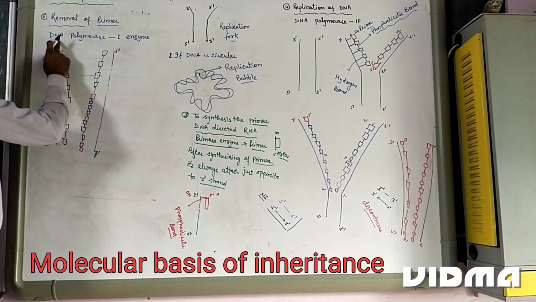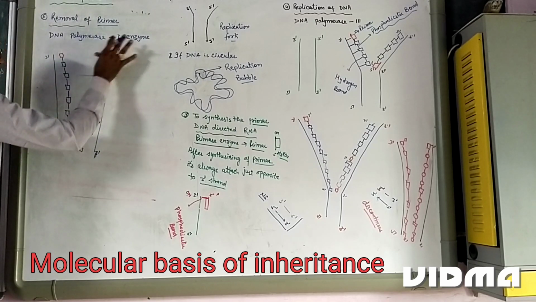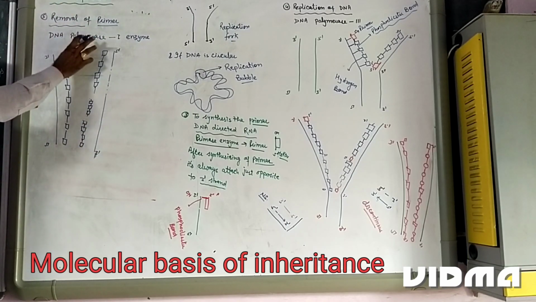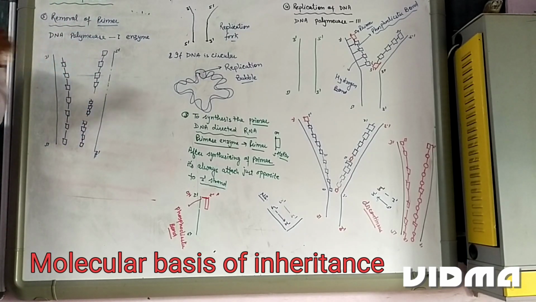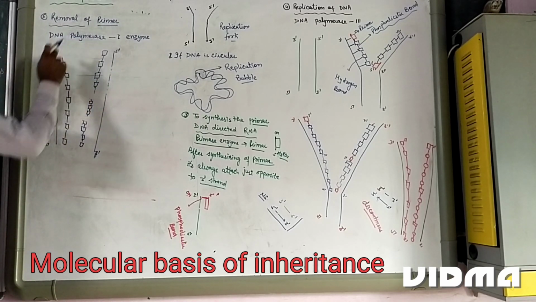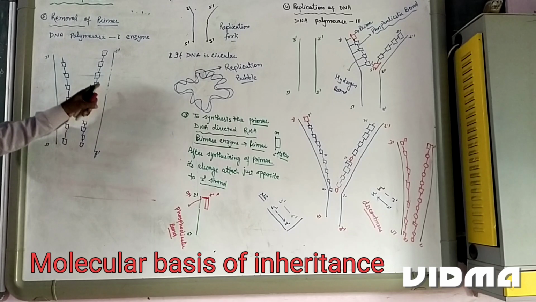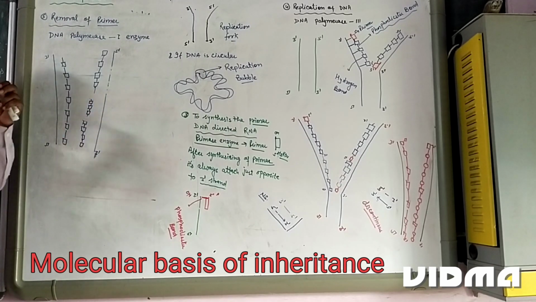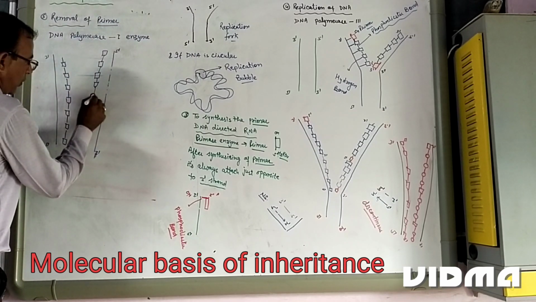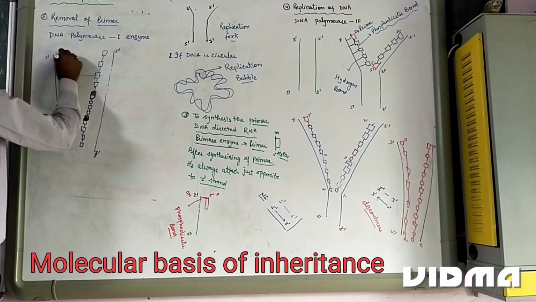The primer is removed by DNA polymerase 1. As we remove the primer, some gaps will be present. These gaps are filled up with DNA polymerase as well as ligase enzyme, because it forms fragments of DNA, and fragments of DNA are attached to each other with the help of ligase enzyme. So we can say that ligase enzyme is required to fill the gap.